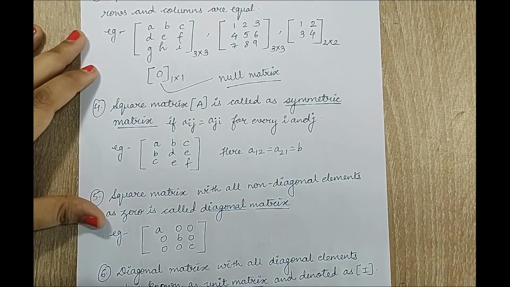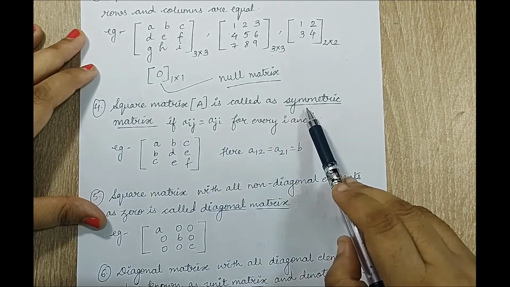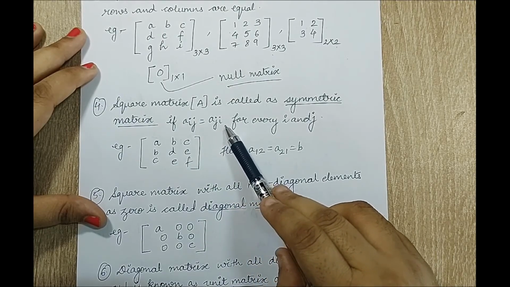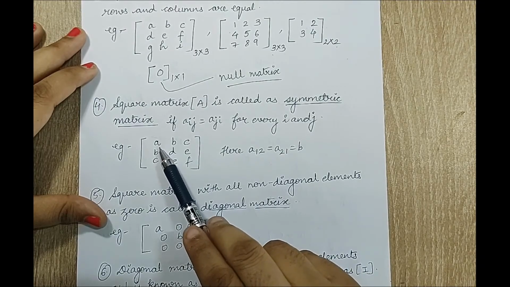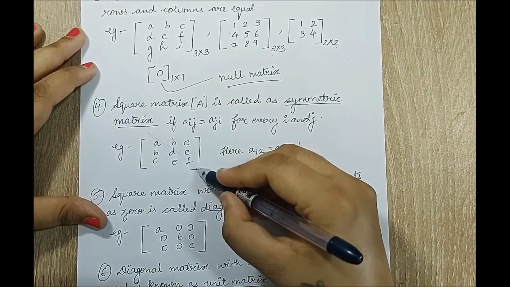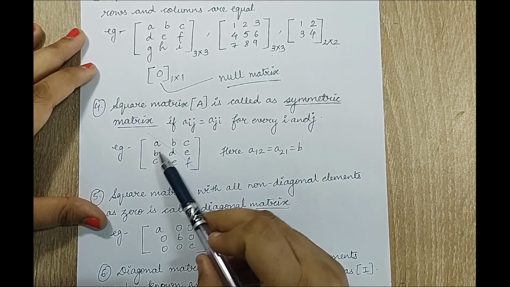Next, a square matrix can also be written in various other forms. Now look here, square matrix A is called a symmetric matrix if Aij is equal to Aji for every i and j. Now look carefully. A, D and F, these are the 3 diagonal elements. You can see this is forming a diagonal over here for the matrix. If you observe this and this element, the value is the same.